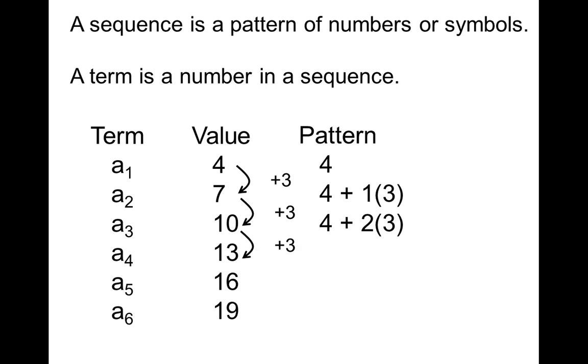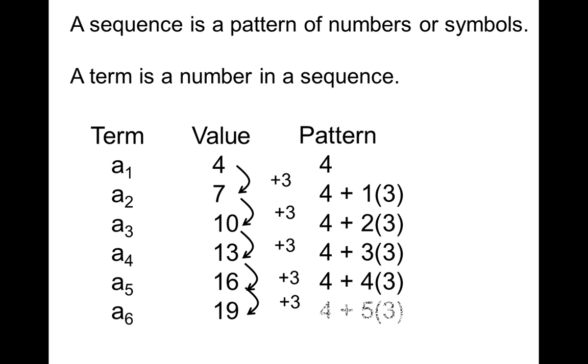To get to the fourth term, a sub 4, we would have to add another 3 to the third term, but if we want to describe how to get to that fourth term from the first term, we could say we start with the 4 and then we add 3 more 3s. To get to the fifth term, we add another 3 to the fourth term, or we could say we start with the 4 and then we add 4 more 3s. And to get to that sixth term, we could add a 3 to the fifth term, or we could also describe it as saying we start with the 4 and we add 5 more 3s to land on that sixth term.